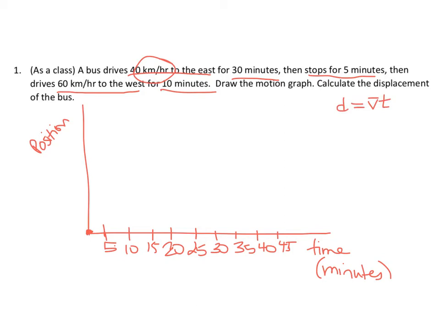So we're going to be using the formula D equals V bar, which means average speed, times T.